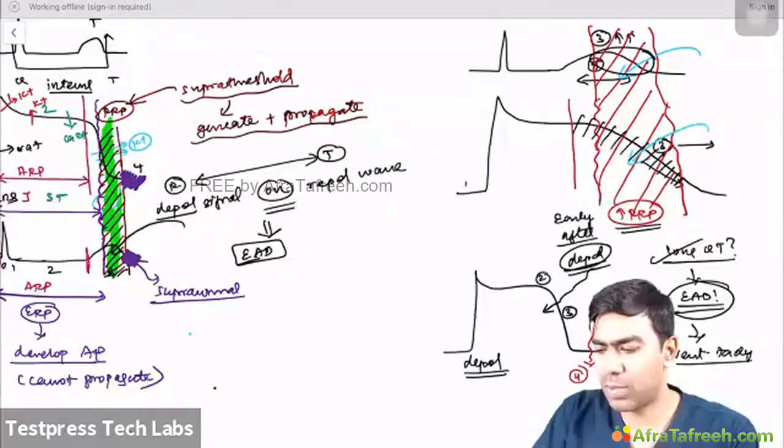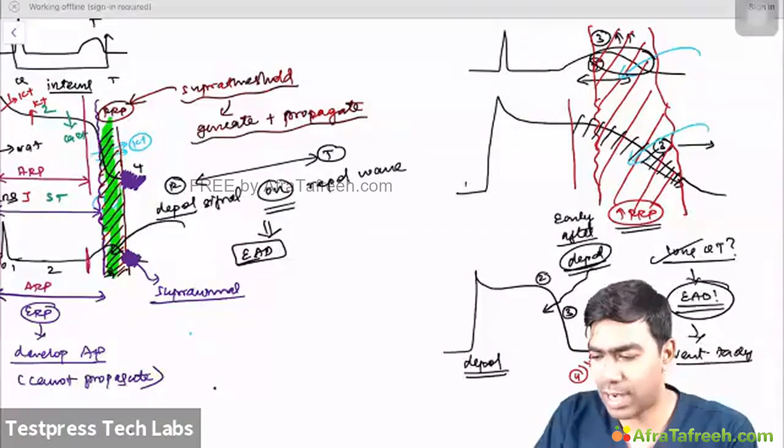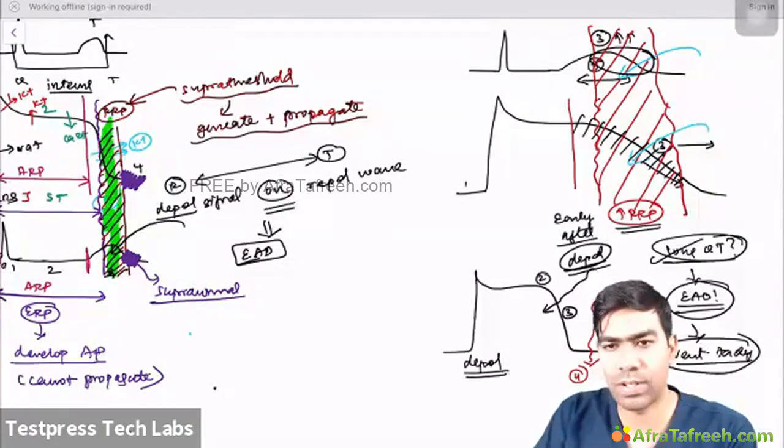If somebody asks you what is the characteristic arrhythmia of a long QT syndrome, what is the characteristic ventricular tachyarrhythmia you will develop in a long QT syndrome? Yes, Torsades de pointes.